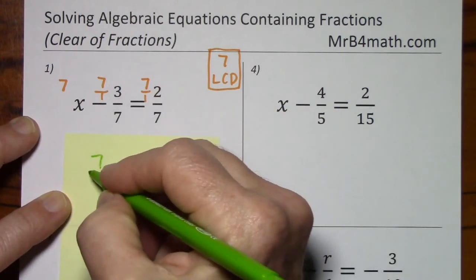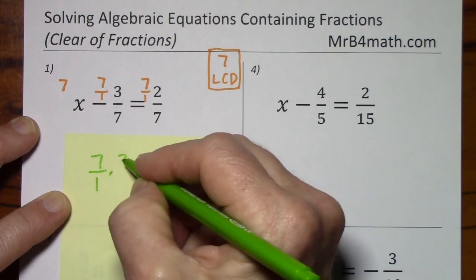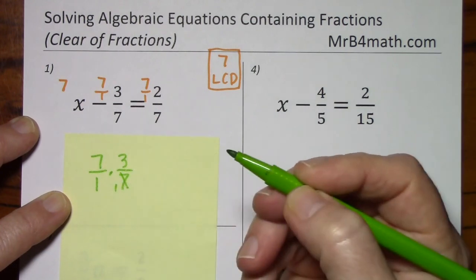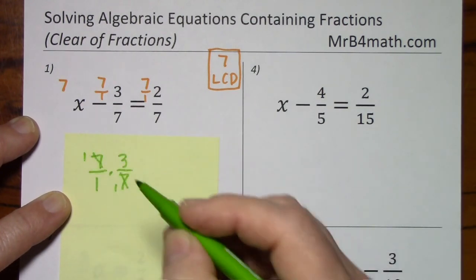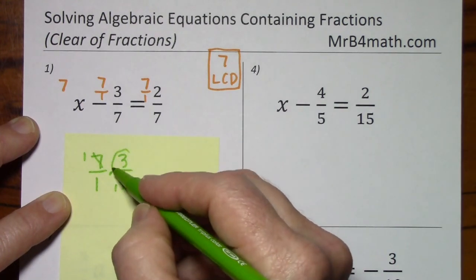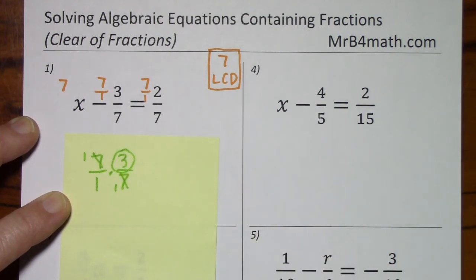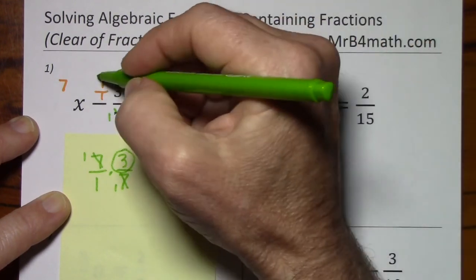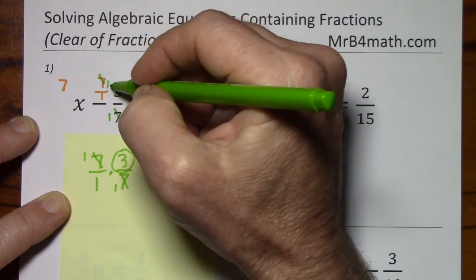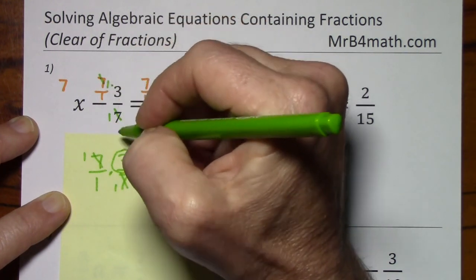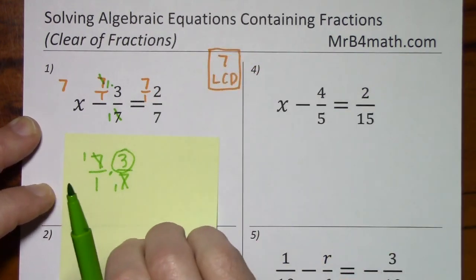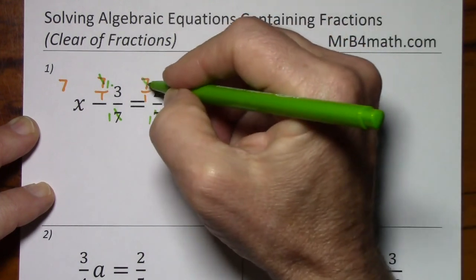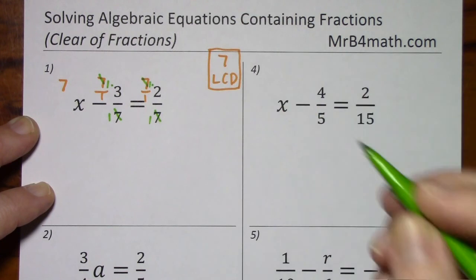You have 7 over 1 times 3/7. So divide by 7 leaves you with a 1. Divide by 7 leaves you with a 1. So all that's left standing is the 3. The way I'm going to show that is divide by 7 leaves 1. Divide by 7 leaves 1. And you have 1 times 3, or 3. And here, divide by 7 is 1. Divide by 7 is 1. 1 times 2 is 2.